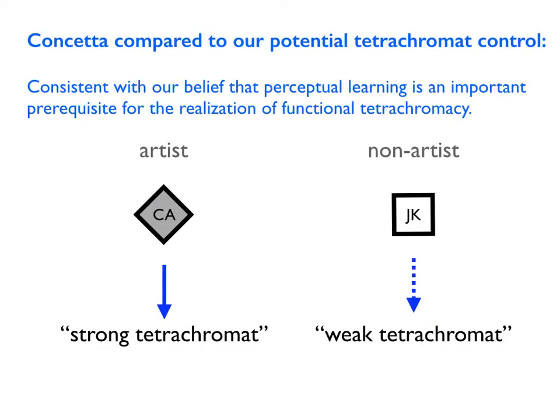It is, however, consistent with our belief that perceptual learning is an important prerequisite for the realization of functional tetrachromacy. That is, comparing Concetta to our other potential tetrachromat suggests that her training as an artist has shaped her into a strong tetrachromat, whereas the other potential tetrachromat may only be a weak tetrachromat because she has lacked the artistic training from an early age that helped her develop the tetrachromat potential that she was given through her genes.